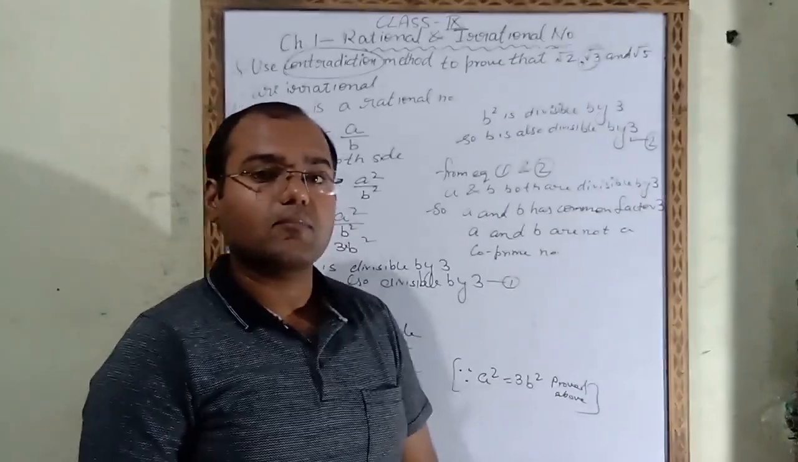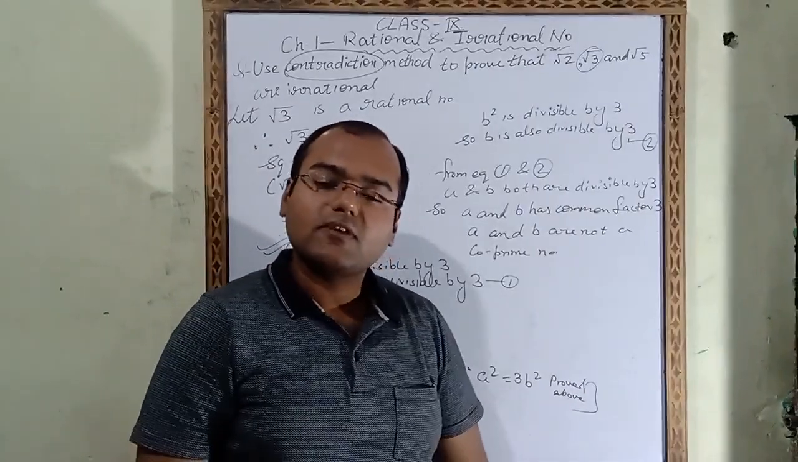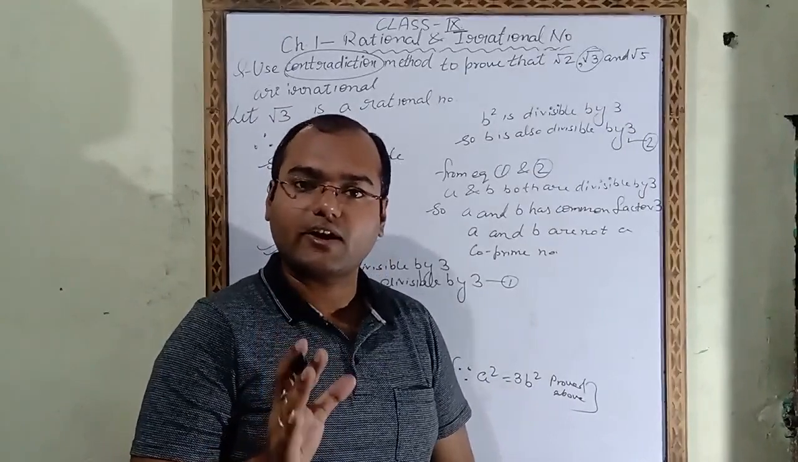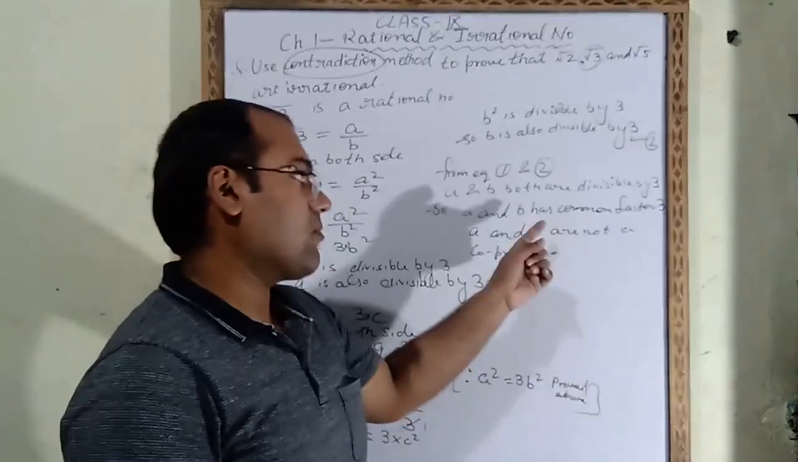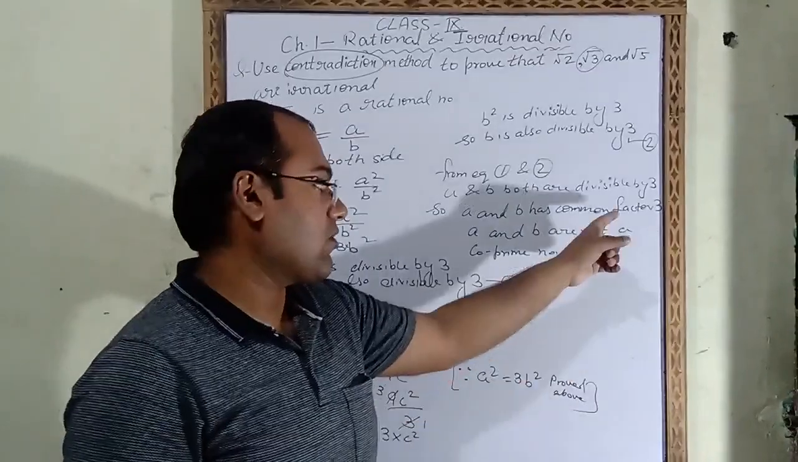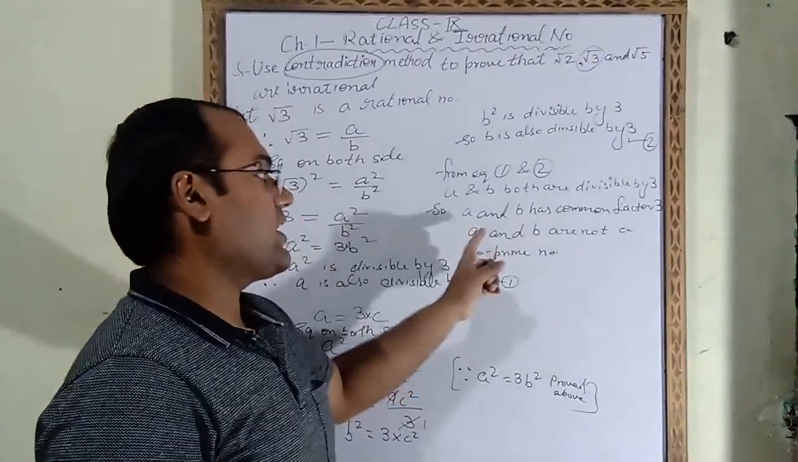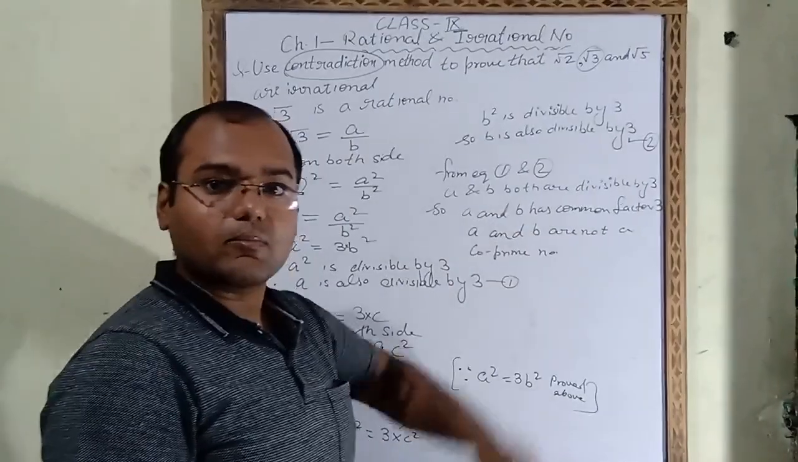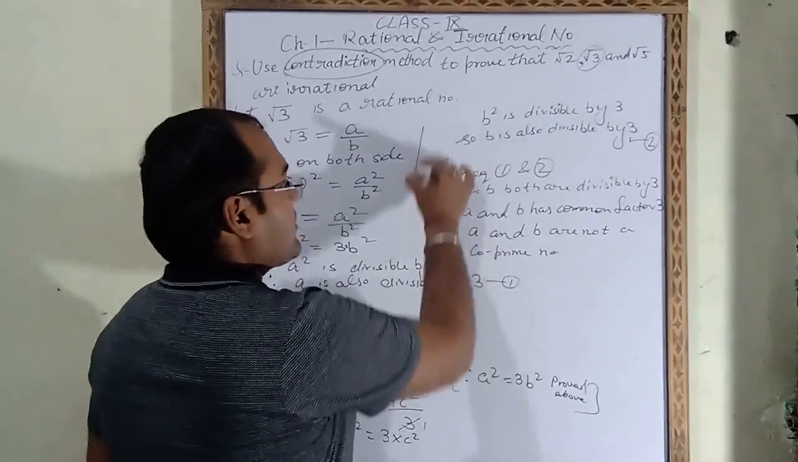Why they are not co-prime? Because co-prime numbers are those which have common factor 1. But here common factor is 3. Other than 1 it is coming. We have common factor 3. That's why A and B are not co-prime numbers.